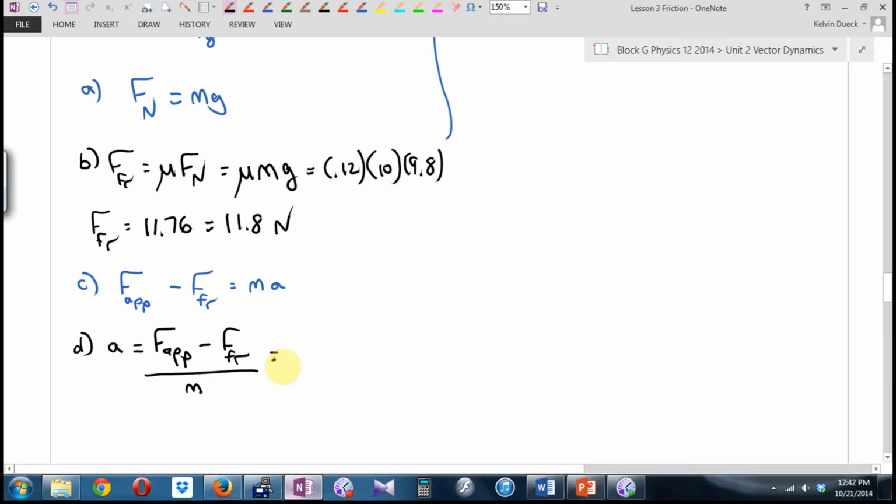How big was the applied force? I've scrolled down. What was it? 20, okay. Minus friction, which was 11.76 divided by 10. Oh, I can do this in my head. 20 take away 11 is 9, take away 0.7 is 8.3, take away 0.06 is 8.24. So 0.824? Double check me. It's dividing by 10. Really, that one wasn't that impressive.